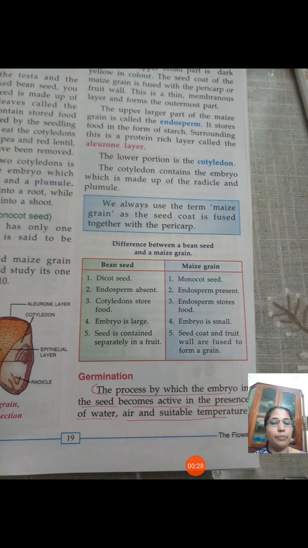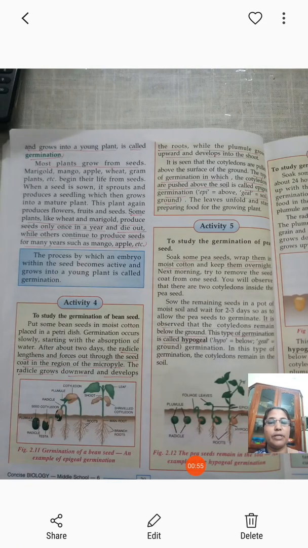Germination is the process by which the small living being, that is the embryo inside the seed, becomes active in the presence of water, air and suitable temperature, and becomes a living plant. It begins to grow as a living plant. That process is known as germination. How does germination start?